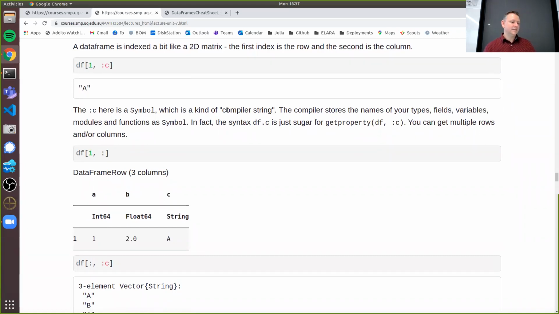Yeah, so you can actually index a data frame with a normal string, but a symbol is actually a faster way of doing things, and it's the way the compiler deals with code. And in fact, that syntax df.c is sugar for the get property function, df of c, just like the square bracket indexing is sugar for get index. It's exactly the same sort of pattern or idea.